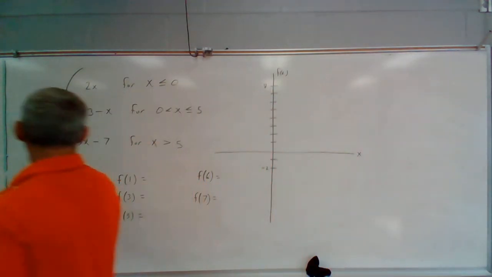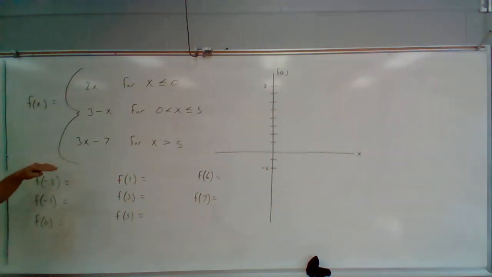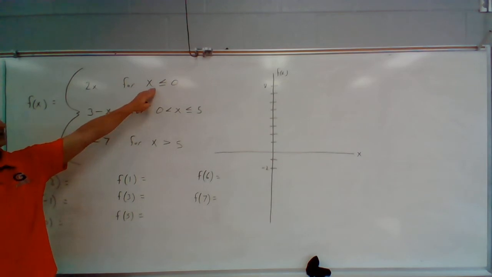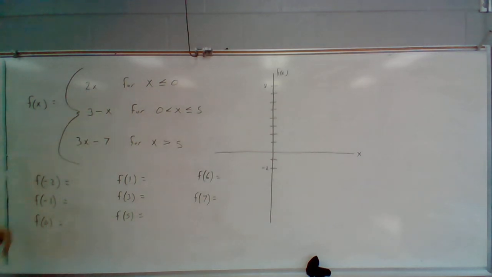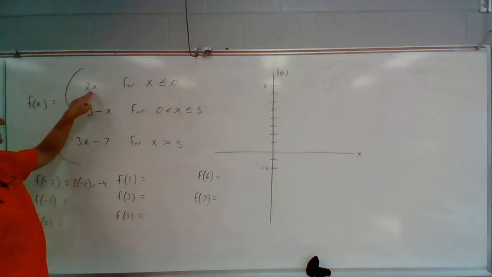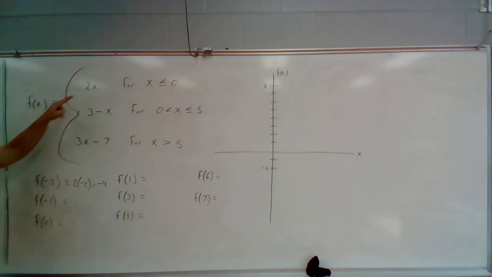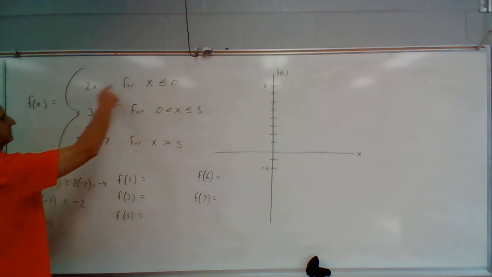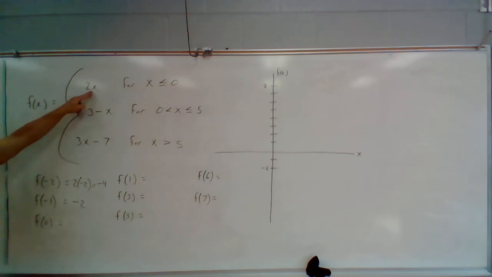Okay, so f of -2, which equation do we use? -2 is less than 0, so we will use this equation. So we've got 2 times -2, which is -4. F of -1, -1 is less than 0, so I use this equation. 2 times -1 is -2. F of 0, 0 is equal to 0, so I use this equation. 2 times 0 is 0.